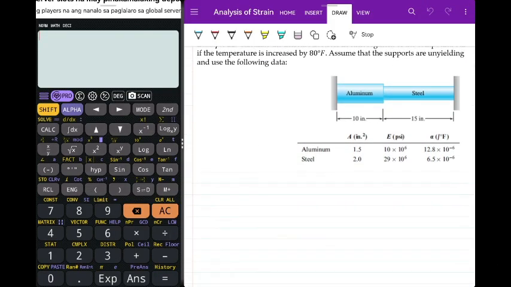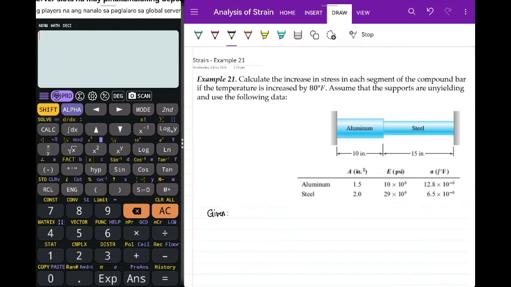Calculate the increase in stress in each segment of the compound bar if the temperature is increased by 80 degrees Fahrenheit. Assume that the supports are unyielding and use the following data.